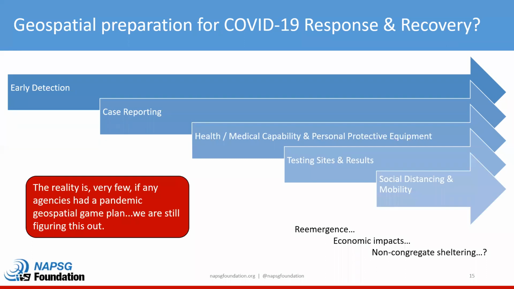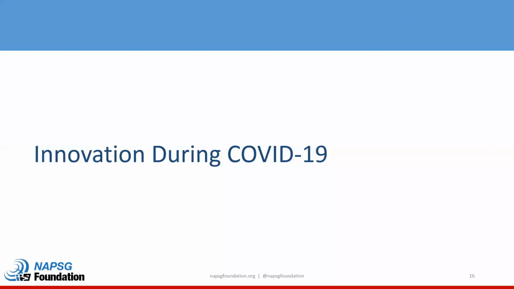Agencies across the world, and especially in the United States, we're all trying to figure this out right now. And we talk a little bit about how we're trying to be more prepared in the future. So despite the fact that many agencies did not have a pandemic geospatial game plan, were they still able to adapt? Well, to answer this, let's look at some examples first.